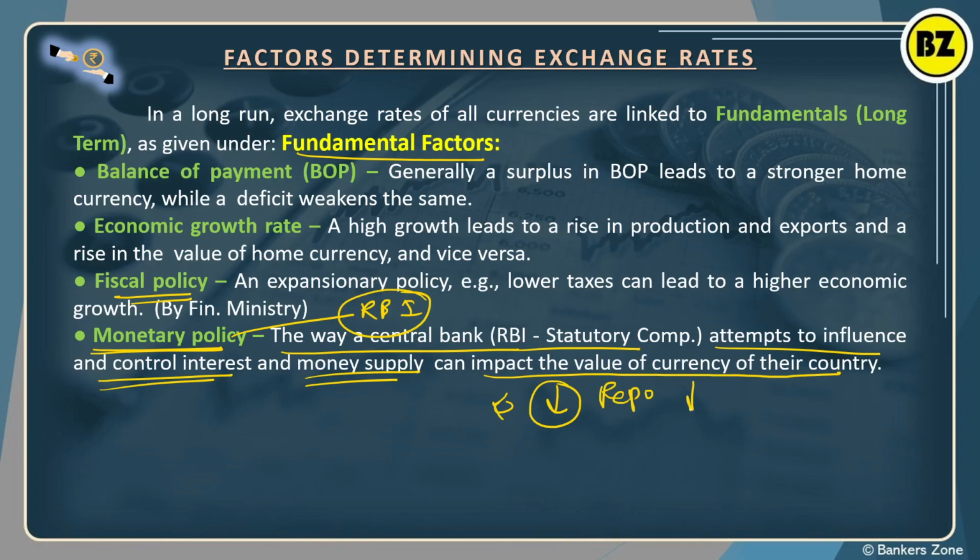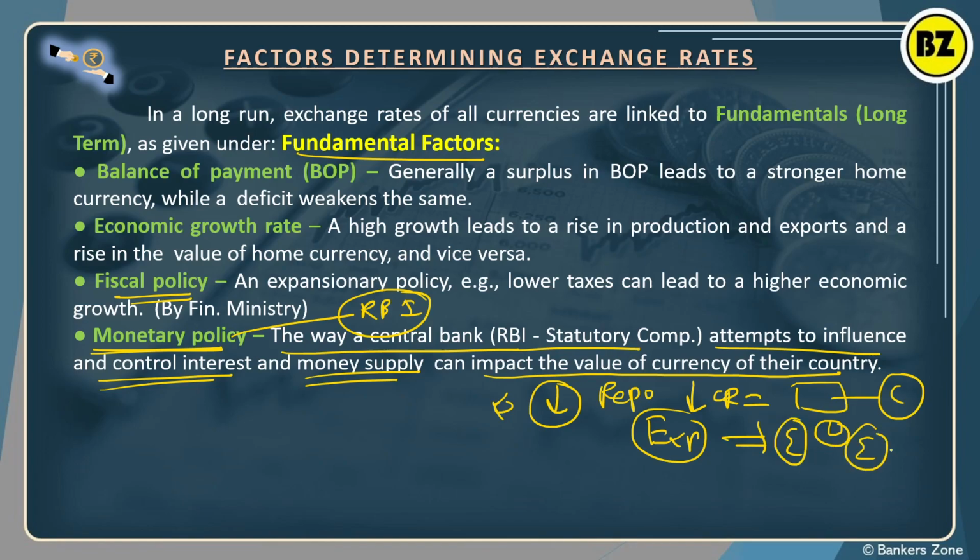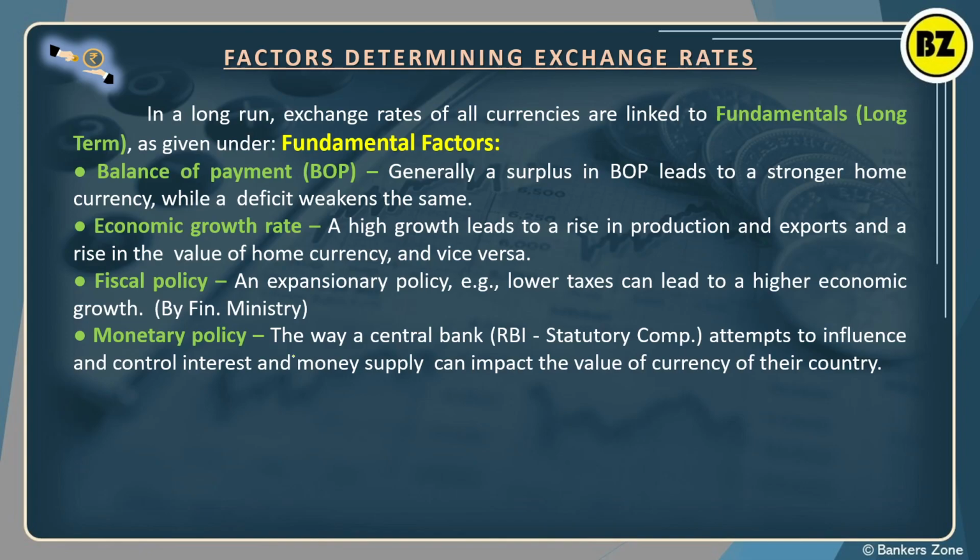If RBI lowers the repo rate, we get the money from RBI at a cheaper rate, and that's why we can give loans to customers at a cheaper rate, so more customers can take loans. That means there is an expansion, an inflow of money in the market, so it is good. With more money in the market, more people will set up factories, exports will increase, and it is good for our country, and the stability of the home currency will increase. So in this way, monetary policy also helps. It is one of the important factors for deciding the exchange rate in the long term.